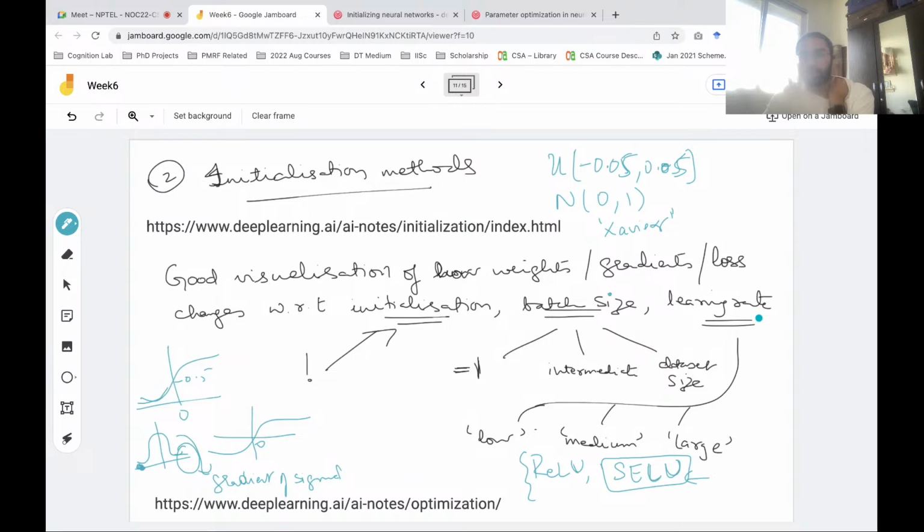Yeah, learning rate was discussed to a certain extent in the class. Should you choose a low learning rate or a high learning rate? What is the trade-off for learning rate in some sense? What will happen if you use very small learning rates?